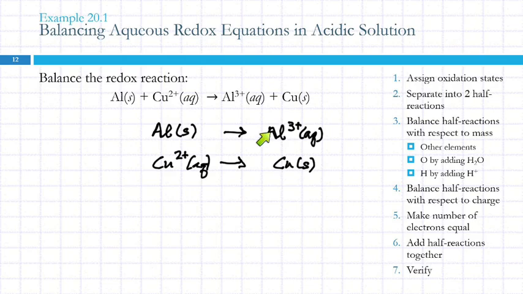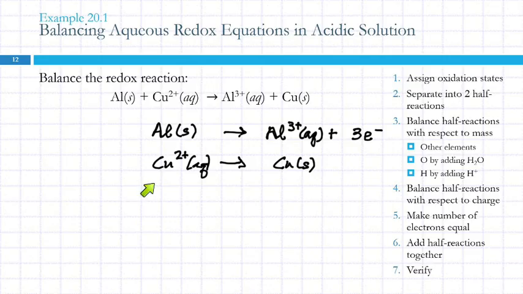So this side is more positive. If we add electrons, that'll bring that down. So we want to bring this +3 down to 0, so I'm going to add 3 electrons. And now the charges on the right add up to 0, and the charges on the left add up to 0.